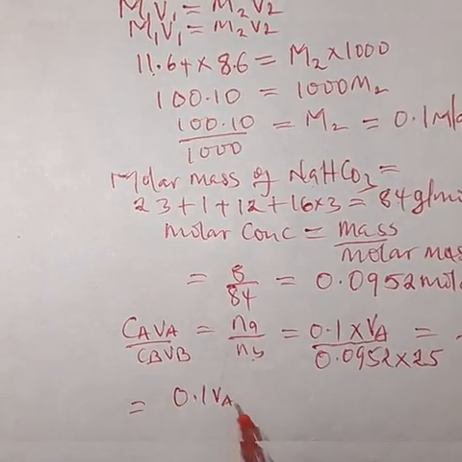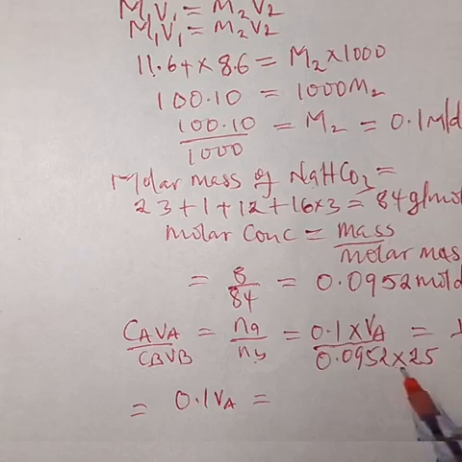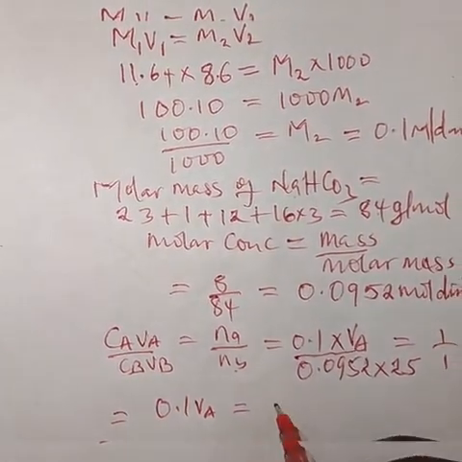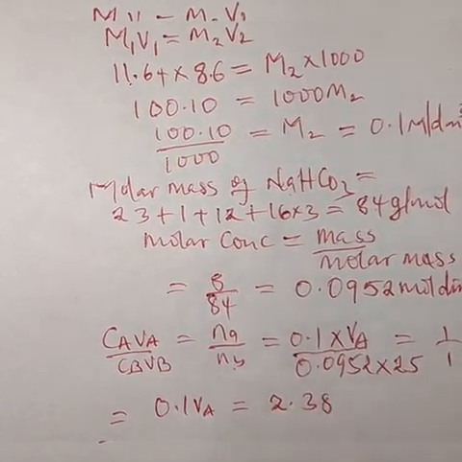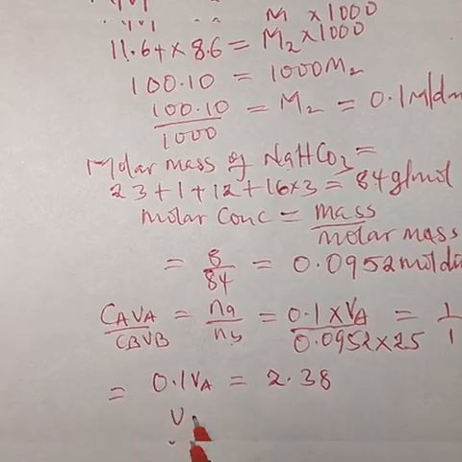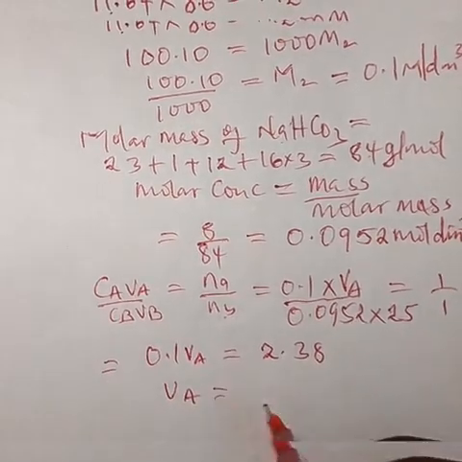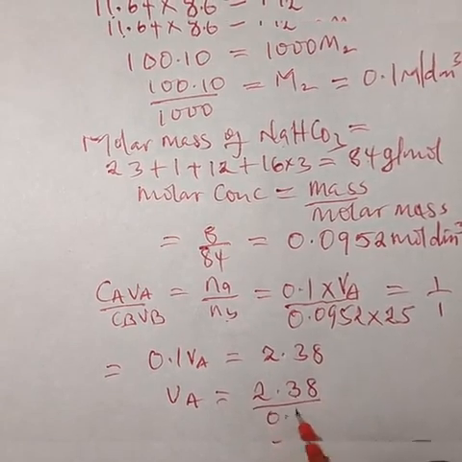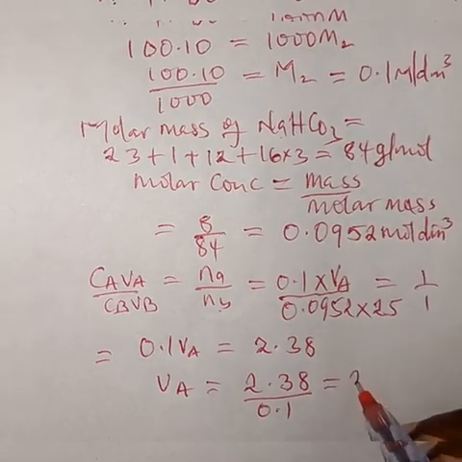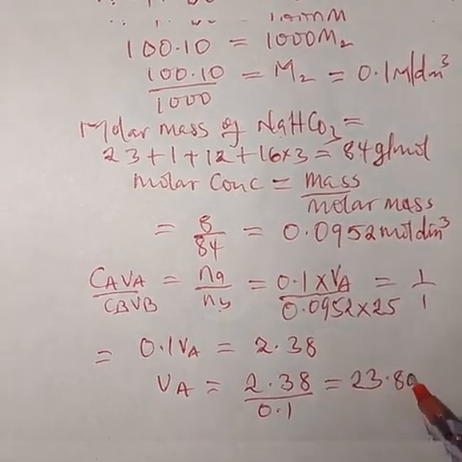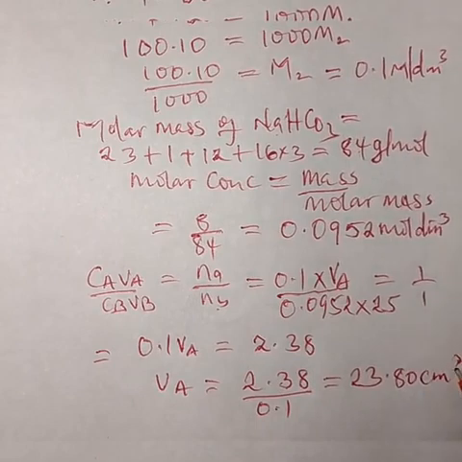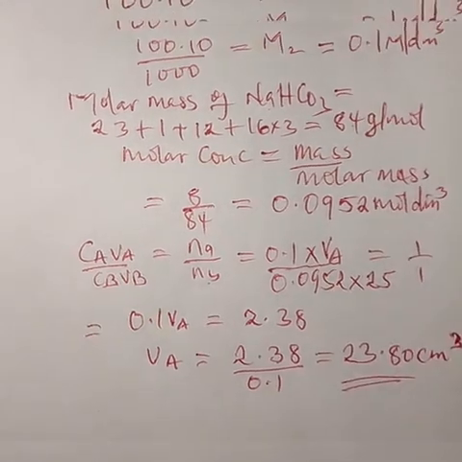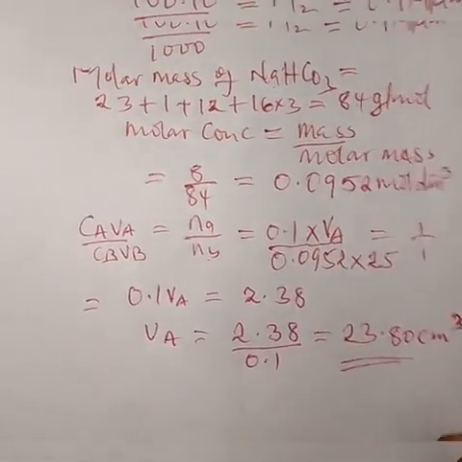So here, 0.1 Va is equal to, if you multiply these two, you should get 2.38, I think 2.38. Good. Now we divide both sides by 0.1. 2.38 divided by 0.1 will give you 23.80. So this is the volume of the acid that you should get during the practicals. Anything you get far from here, you have to check.